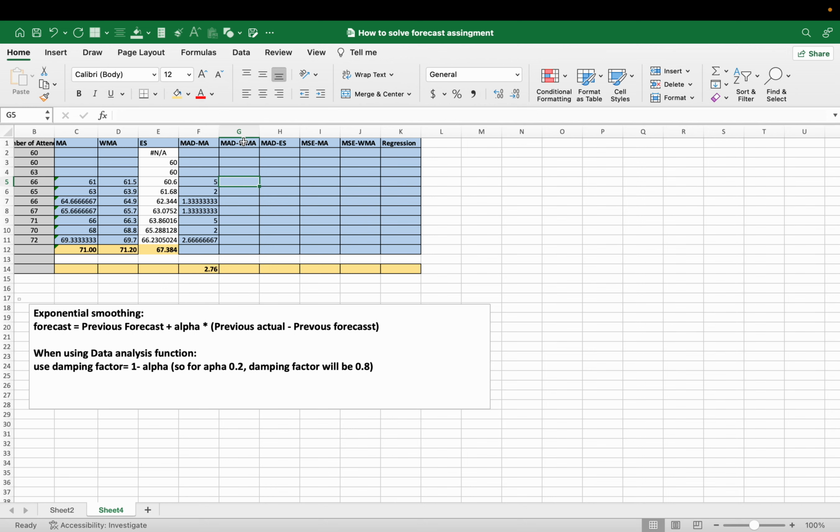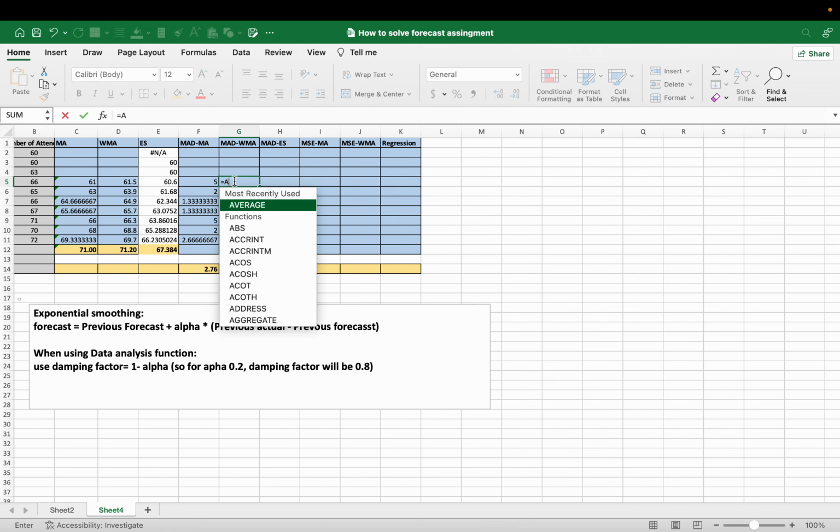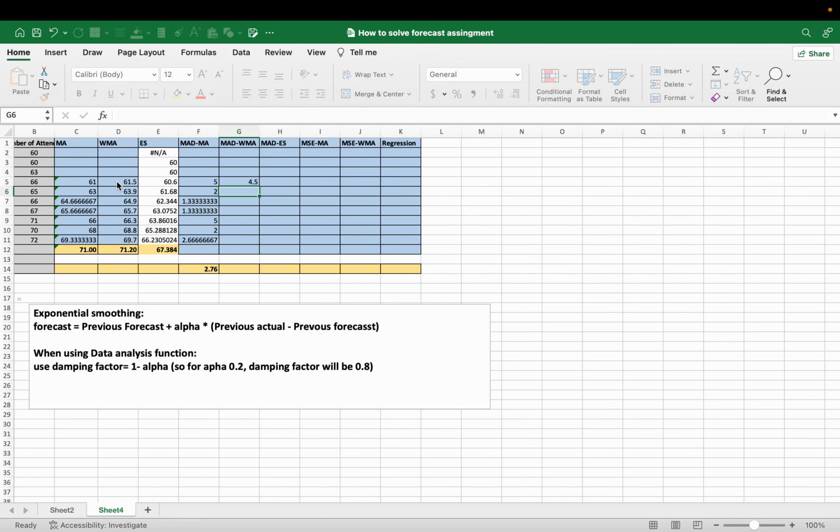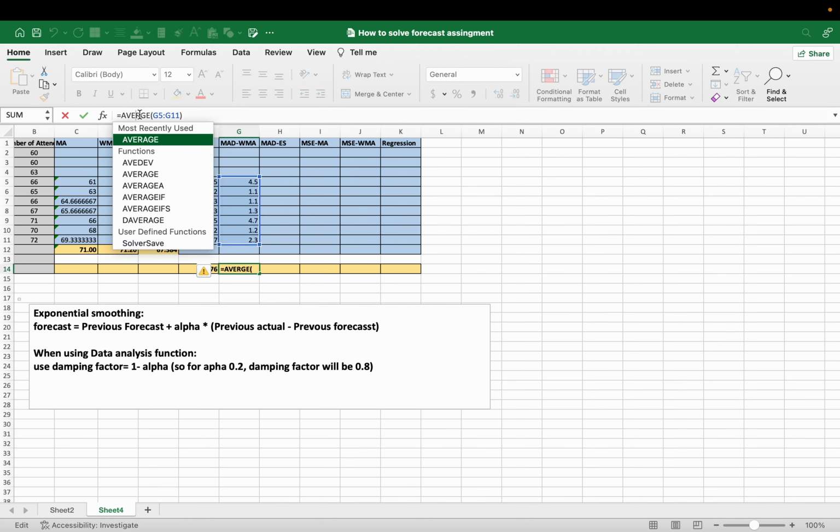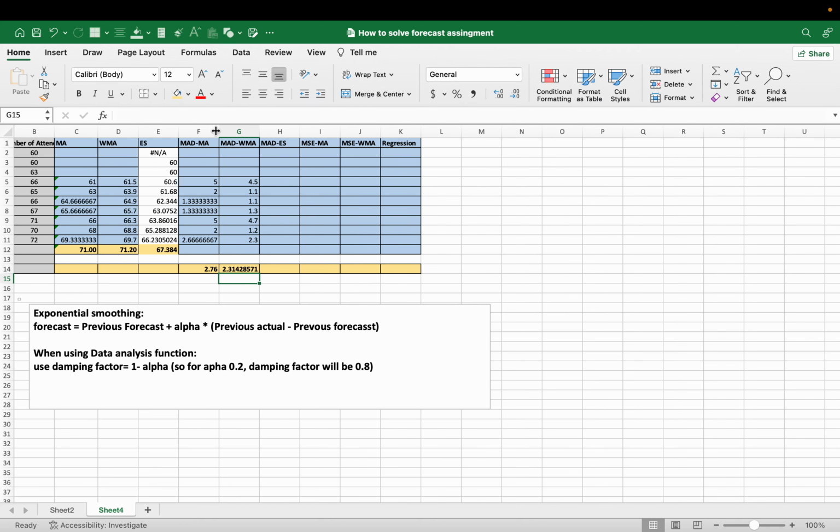Now I will do the same thing, but I'll be using weighted moving average data, and for that I'll use the same formula: equal to absolute 66 minus, but this time I'm using weighted moving average. If I run it and drag it, and here I will take the average, just make sure that the spelling of average is correct, and the average turns out to be 2.31. And let me reduce the number of decimals.